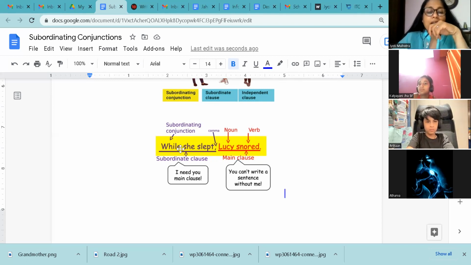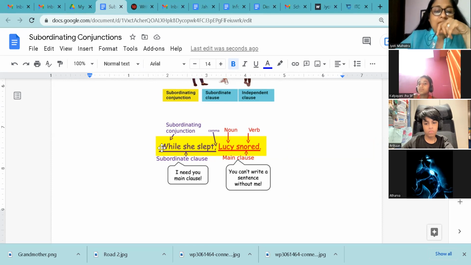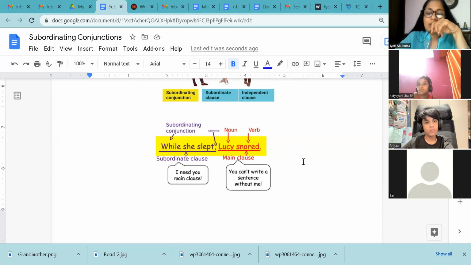Now, let's look at this phrase. She slept. Is it a phrase that is complete in itself? No, it's just a phrase. It is not a sentence. And it is not complete in itself. So to make any sense, it needs to depend upon something else. So I make use of the word while to connect she slept with Lucy snored. So I can write the sentence in these two different ways. Lucy snored while she slept, and while she slept, Lucy snored. So this sentence can be made in these two different ways.